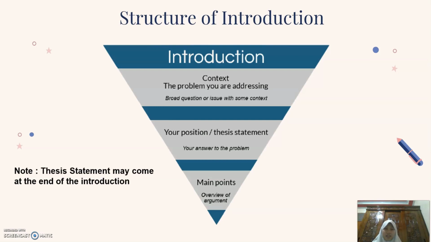So this is the structure of the introduction to help you make an introduction in writing an essay. We can see at the top of the introduction there is the problem you are addressing, and in the middle there is your thesis statement, and the last there is the main point. And don't forget, the thesis statement may come at the end of the introduction.